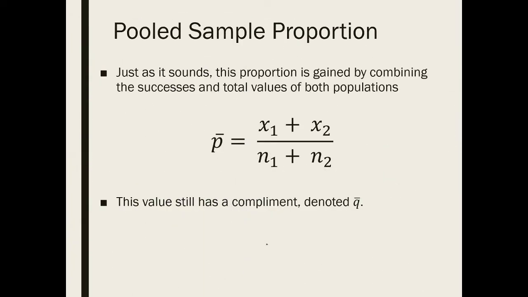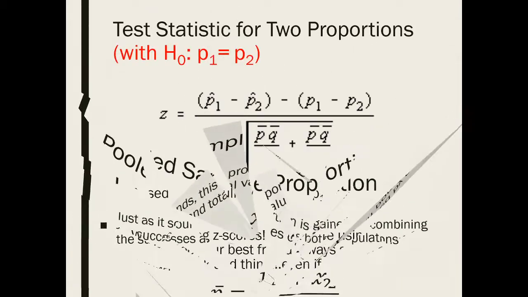Because of this, we now need a pooled sample proportion. A pooled sample proportion is basically the sample proportion of both values combined. So you have the number of successes in the first sample plus the number of successes in the second sample over the total number of items in the first sample plus the total number of items in the second sample. So it's just combining both population values together, essentially. And again, you can do 1 minus this to get your q hat. And that's going to be used in this formula here.